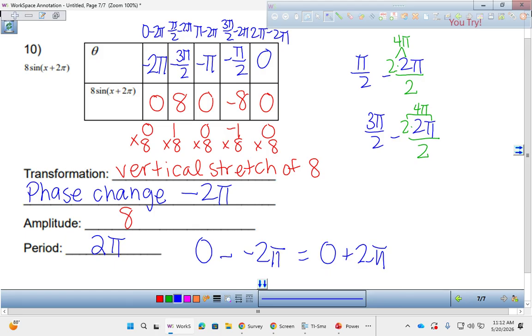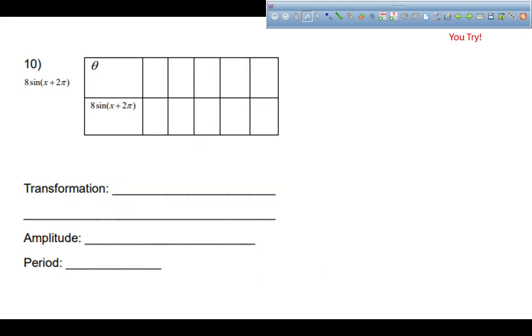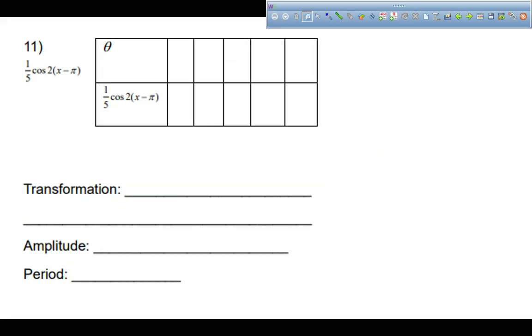Alright, last one. This is not one that I would put on a quiz or test, unless it were extra credit. I am not going to have you on your quiz or test do a horizontal stretch compress and a phase change. That's a lot of work with fractions, so I'll separate those two concepts. But I figure if we're doing it together, you can see one, and then it's gonna be the extra credit on your test, all right?